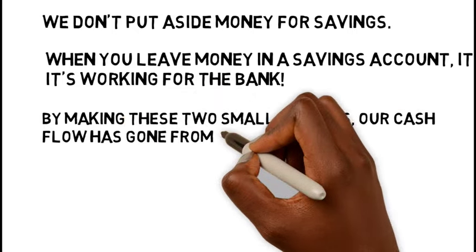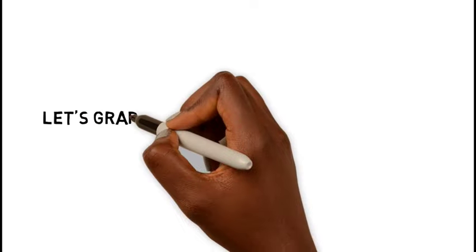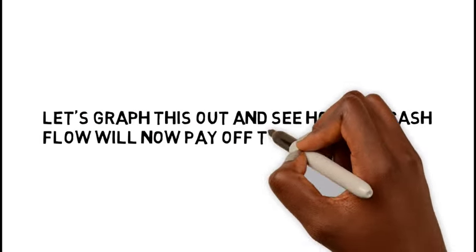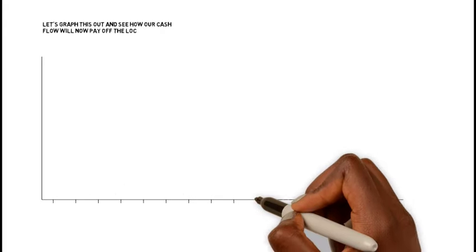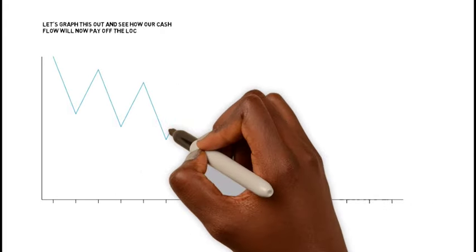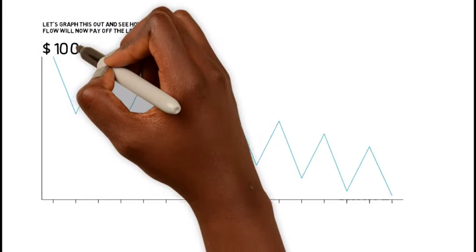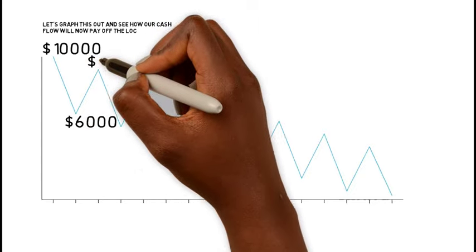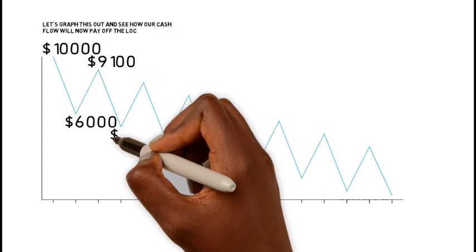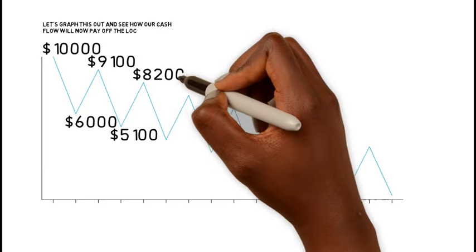So let's graph this out and see how this would actually work with the monthly cash flow that we've generated. Month one, we have a $10,000 outstanding balance. Because we dump all our income in, that automatically drops the balance to $6,000. But of course, we've got expenses like we've talked about before, so it goes all the way up again to $9,100.